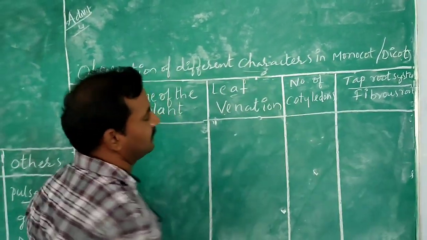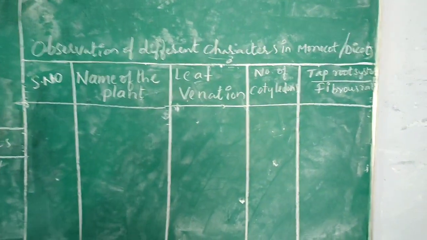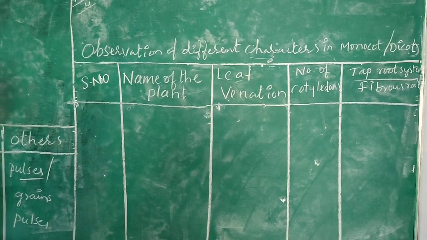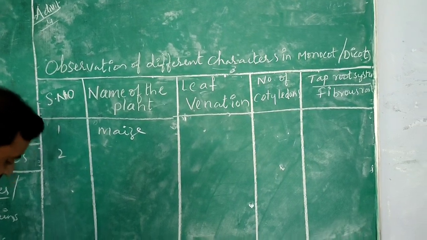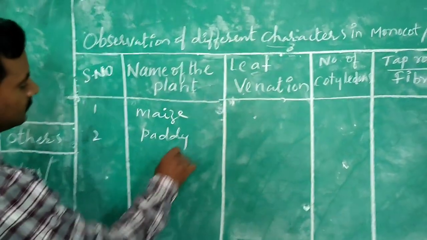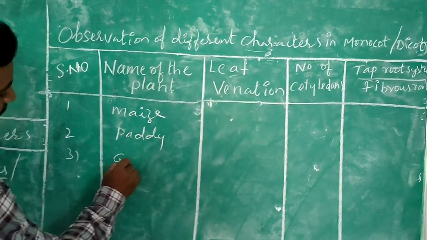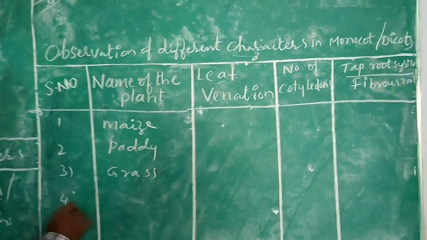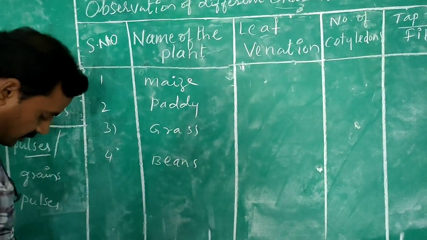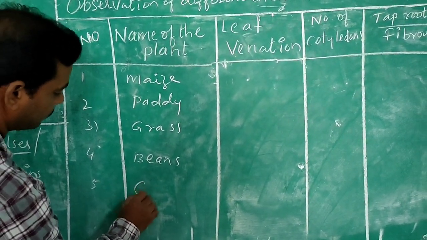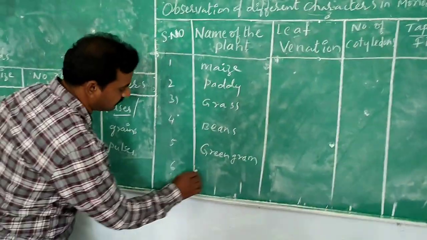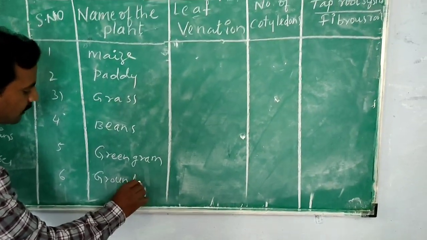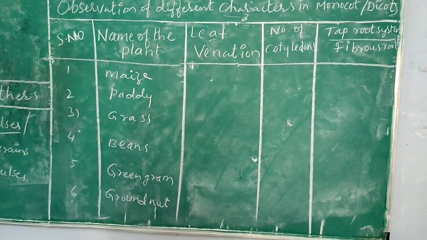So what are the differences between monocots and dicots? Here in the textbook some names are given in the table. The names of the plants: one, maize; second, paddy, a rice plant; third, grass plant; fourth, beans; fifth, green gram; and sixth, groundnuts. So these are the plant names given in table 4 of the textbook.